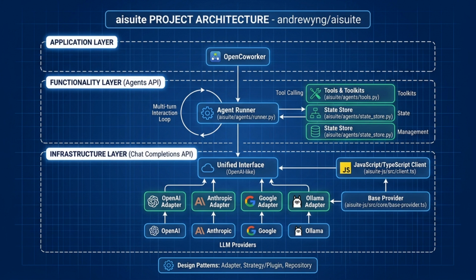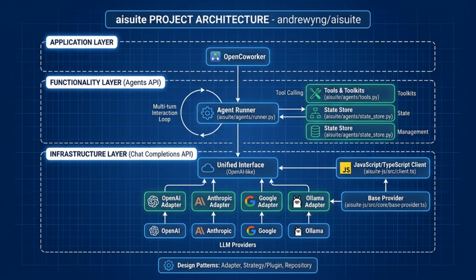On top of that, the project natively supports something called the Model Context Protocol, or MCP. This is an open standard for external tools. This means an agent built with aisuite can use any tool server that follows the protocol right out of the box, which dramatically expands its capabilities without any custom coding.